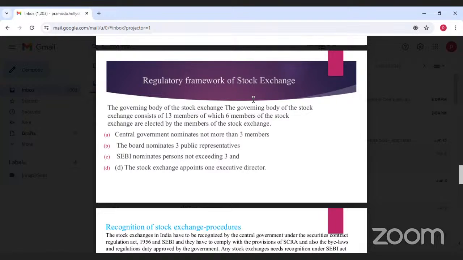SEBI is the authority, a body or an association of people, who are going to frame the guidelines and directions for the operation and functioning of all the stock exchanges in our country.